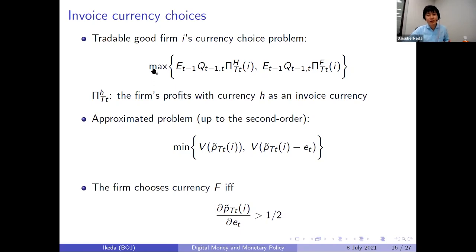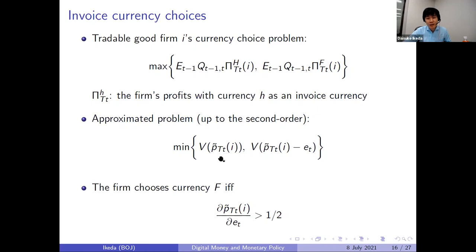The second question is about under what conditions digital dollarization can deepen. To address this question, I have to analyze invoice currency choice by firms. The problem is simple. The tradable good firm i chooses whichever currency generates the higher expected profits. This is the expected profit when choosing currency H as the invoice currency. This problem can be further simplified if we use a second-order approximation. The firm chooses whichever currency generates the lower volatility of the natural price.